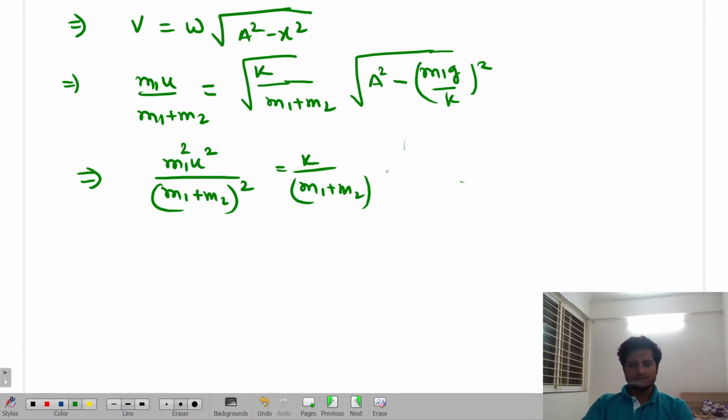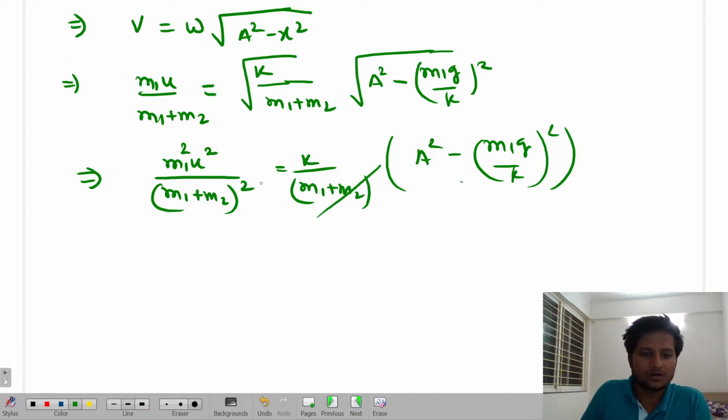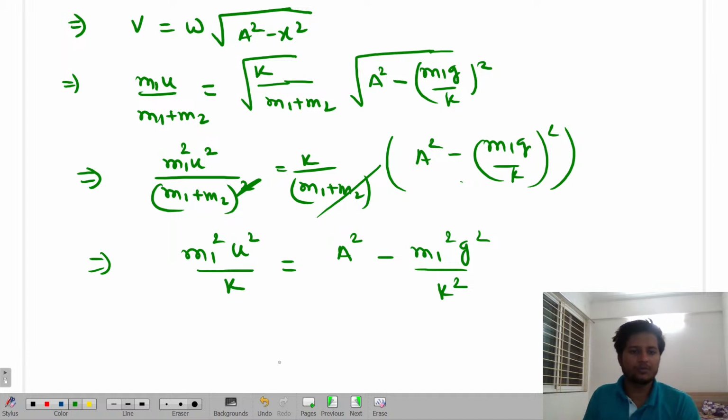Its square will be there, right? Root under a square minus m1g by k. Why am I writing root every time? So if I just send root over there, it will be just a square minus m1g by k whole square. Is that clear or not? This and this got cancelled. What I'm left with? m1 square u square by k is equal to a square minus m1 square g square by k square. Are you able to get me?